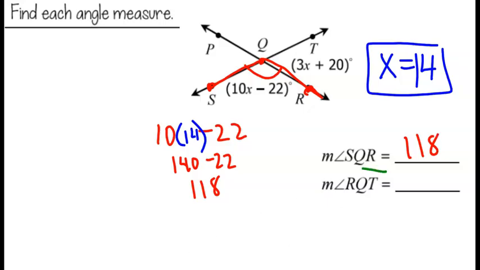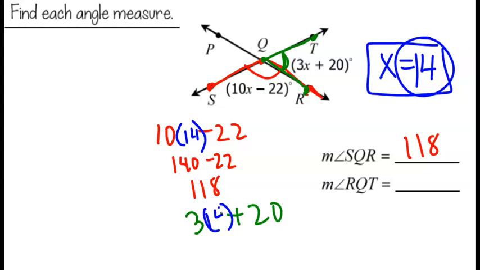Now I can find the measure of RQT. If I trace from R to Q to T, I realize it's this angle here, called 3x plus 20. Again, you erase and replace the x with the value you found before, which is 14. Use a calculator if you need help computing. 42 plus 20 is 62.